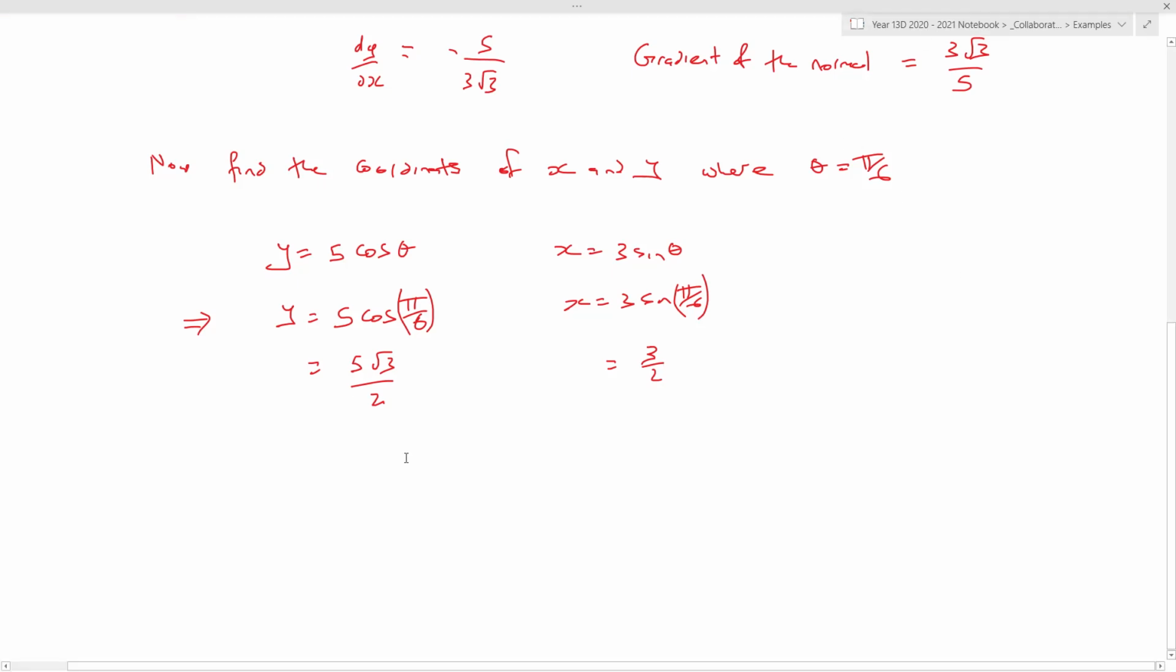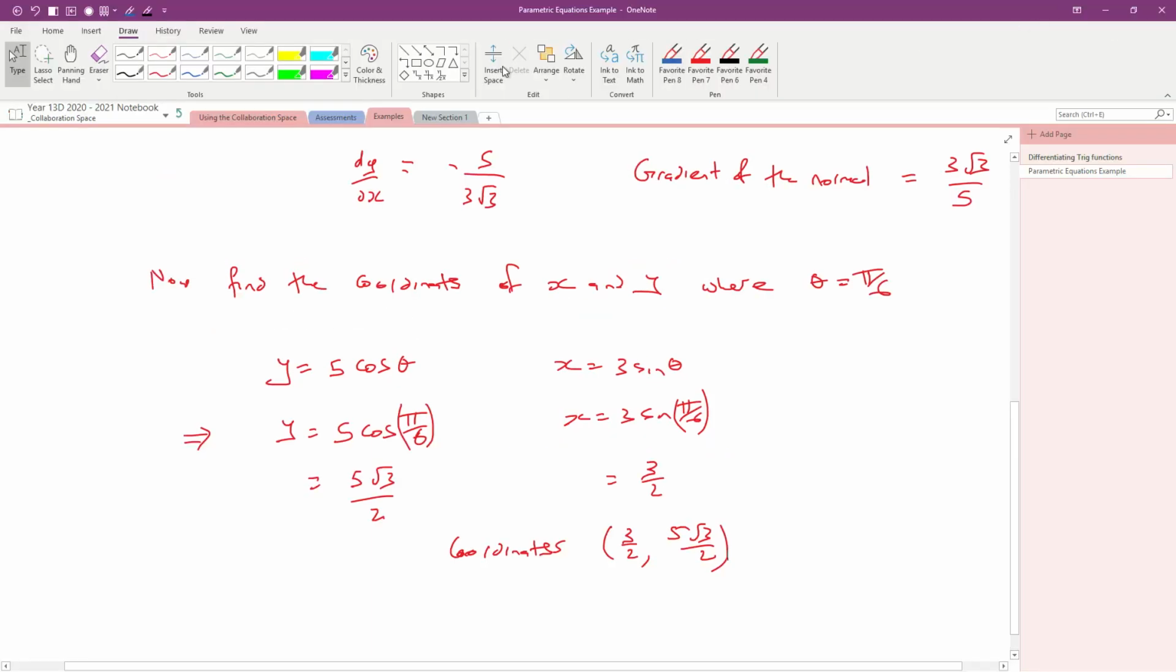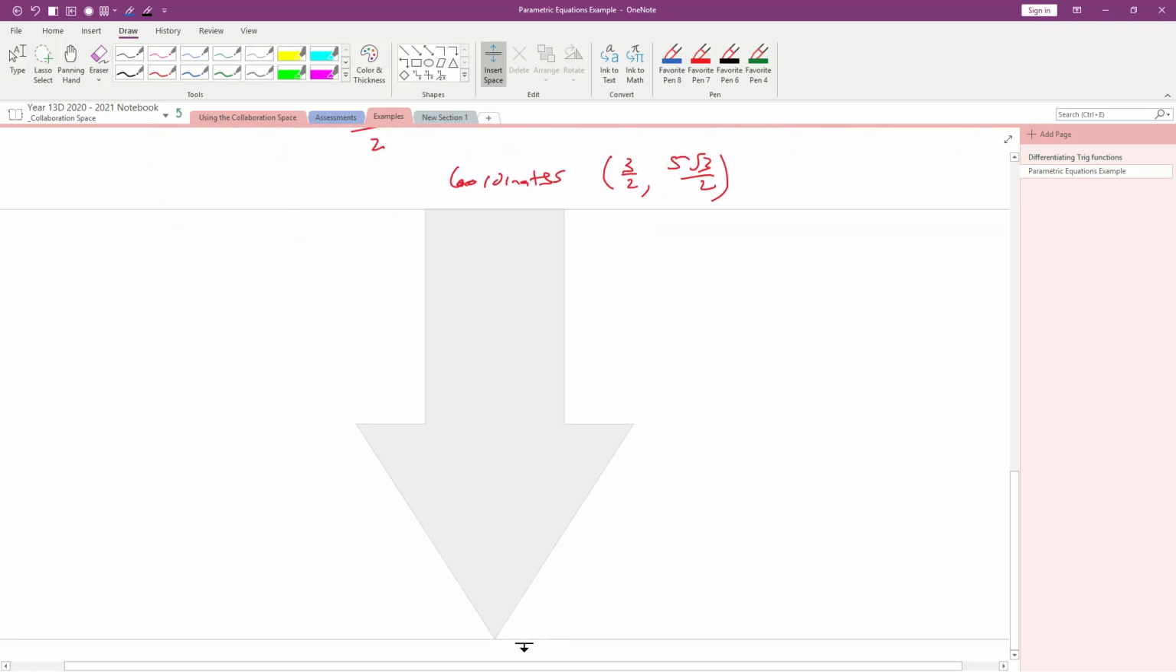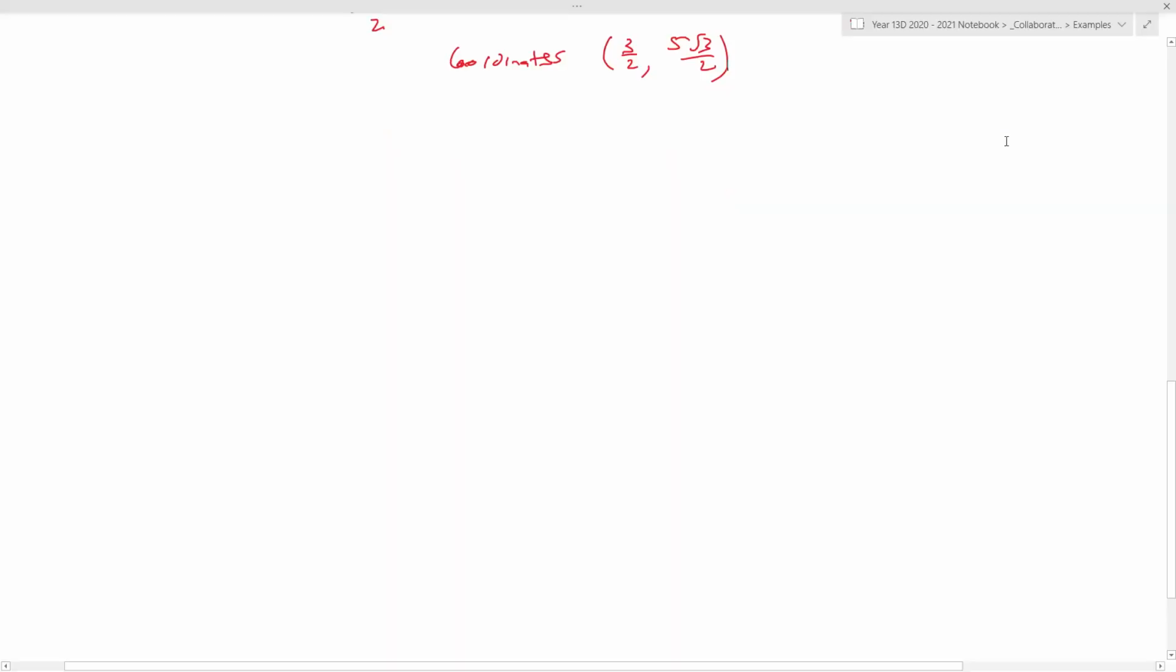I just need to make a bit more room to find the equation of the normal now. Tell you what, if I just put my coordinates as 3 over 2, 5 root 3 over 2. And you can hit pause and copy, and I'm just going to make a bit more room on the page. There, that'll do.